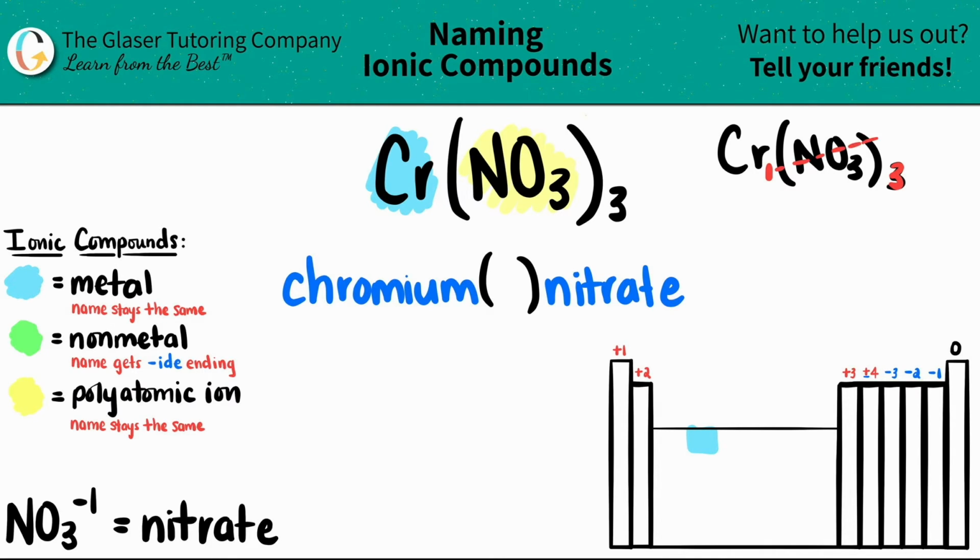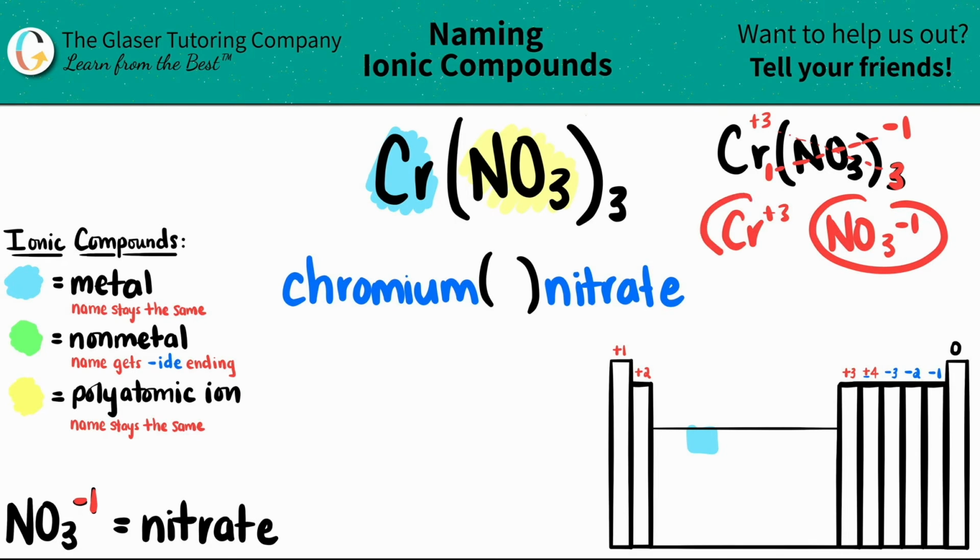This 1 crisscrossed up, telling me that the nitrate was a -1, so I have NO3 minus 1. And then this 3 crisscrosses back up to telling me that the chromium was a +3, so Cr was a +3. This is important to memorize your polyatomic charges, guys, right? If I know that NO3 is a -1, this checks out. It has a -1 charge. And if this checks out, this checks out. And the charge of the chromium is the +3.